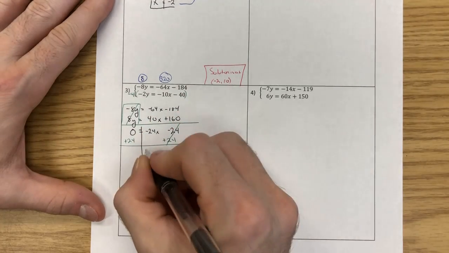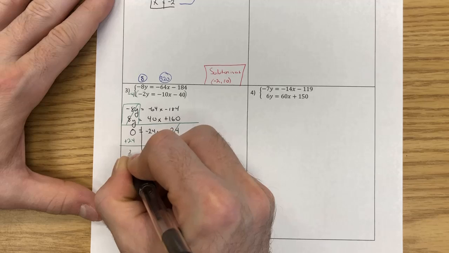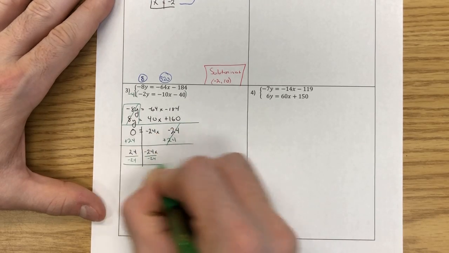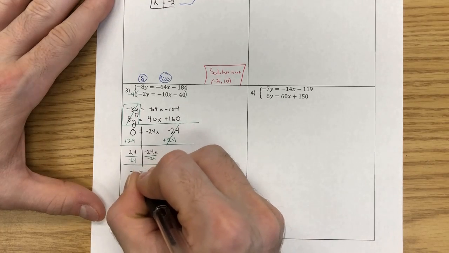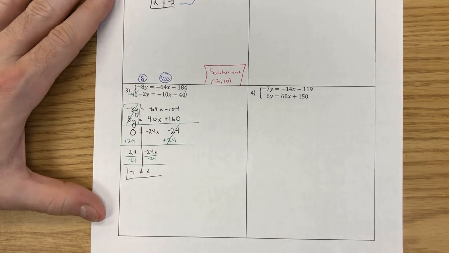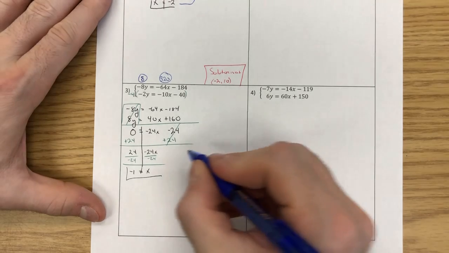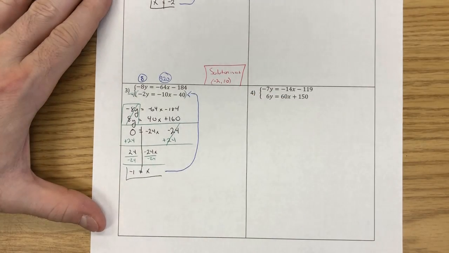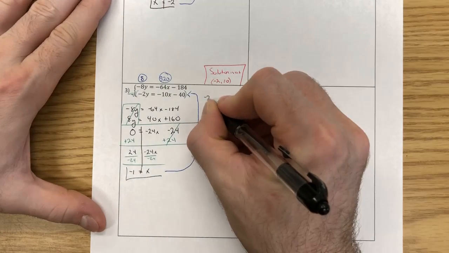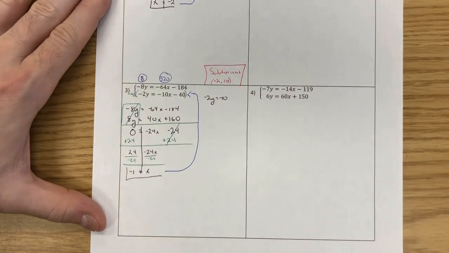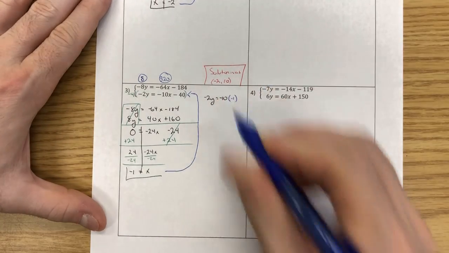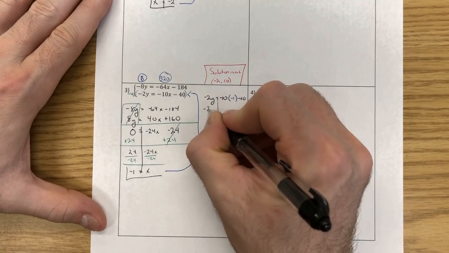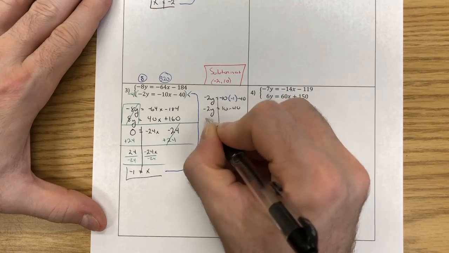Once we do that, we go through the process of isolating the variable. -24x is positive 24. We divide by -24. We get -1 is equal to x. Cool. And then we take that, we can plug that into whatever equation we want. I'm going to plug it into, in this case, the bottom equation. So -2y equals -10 times -1 minus 40. So -2y is 10 minus 40.